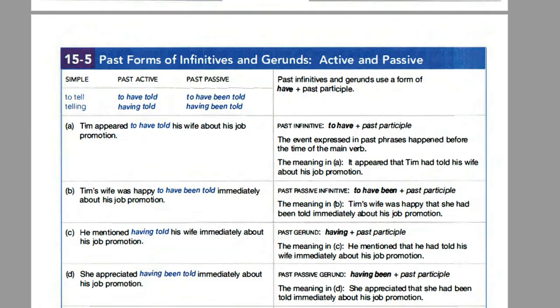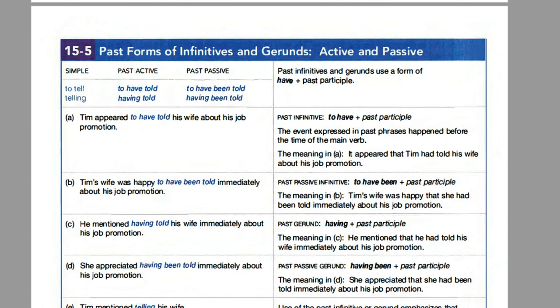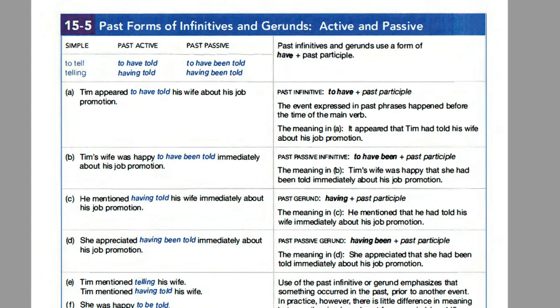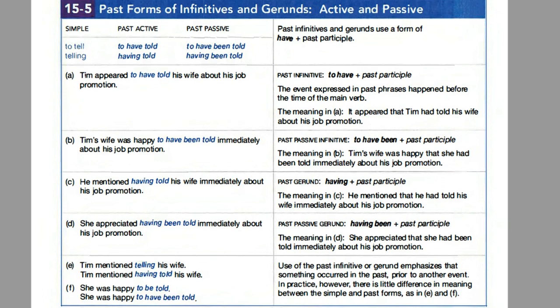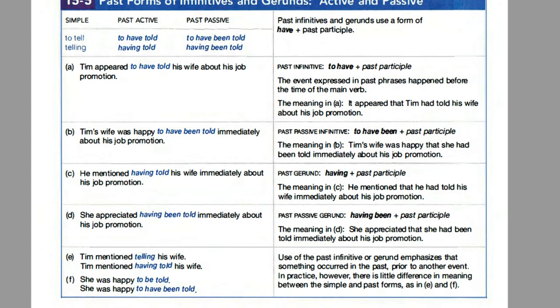In section 5, we have past forms of infinitives and gerunds. And that's the last part in that chapter we will talk about. Why? Because we don't need to spend a lot of time on explanation. We need to remember the structure: to tell, that's a past active, to have told, that's a passive of past, so to have been told.